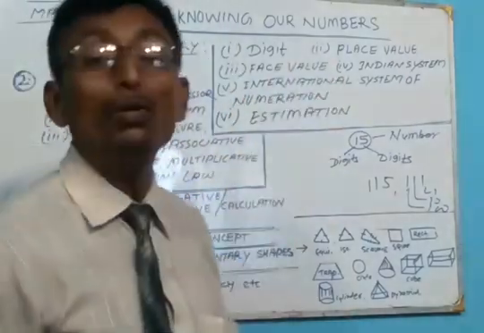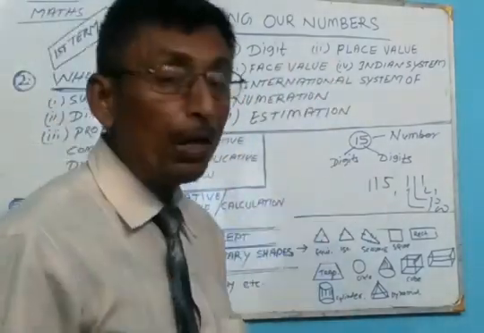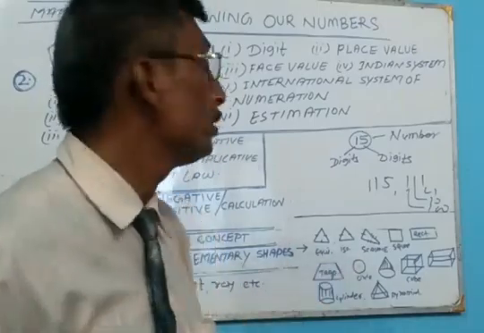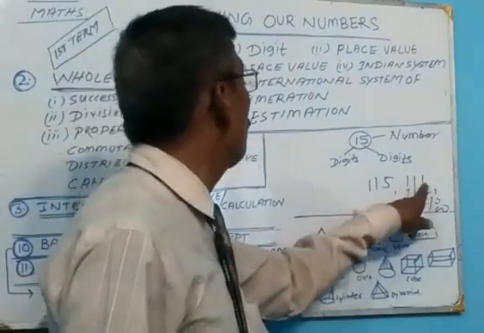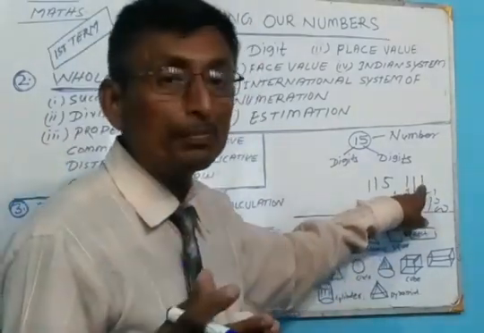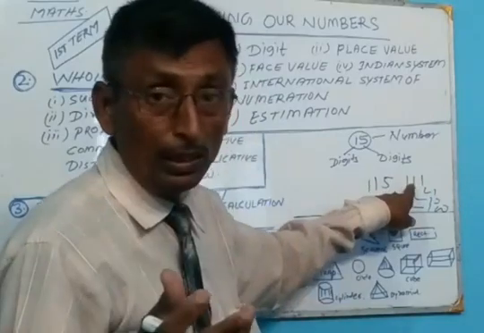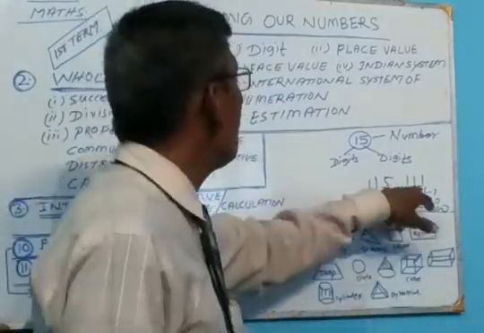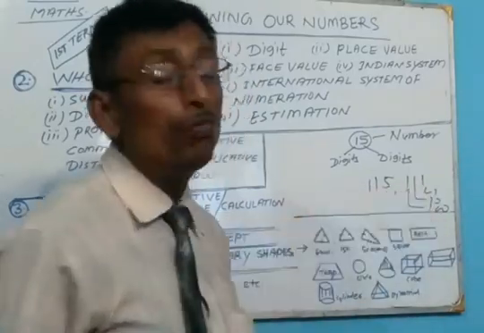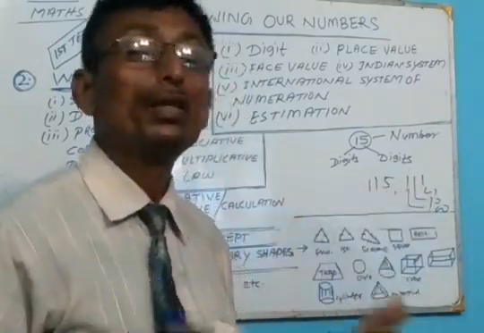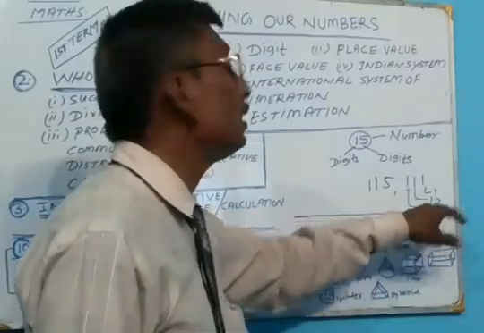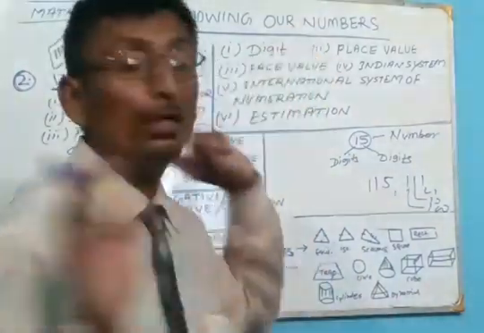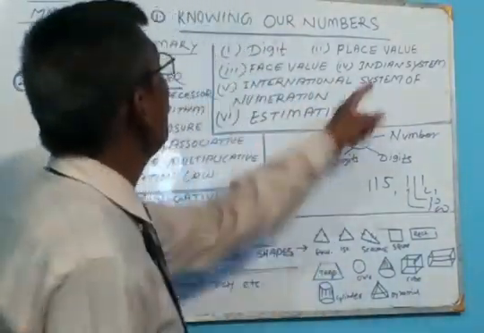But what is the face value? The face value is the value which is the own value of the number. That means the face value of 1 is 1. This 1 is also 1, and here 1 is also 1. So in face value terms, the value is the same, 1. But the place value is different, 1, 10 and 100. So it is the main difference between the place value and face value.